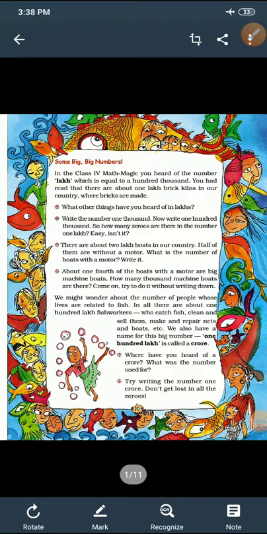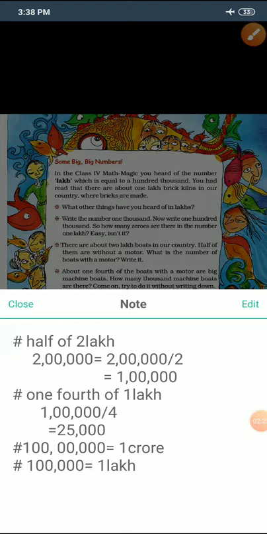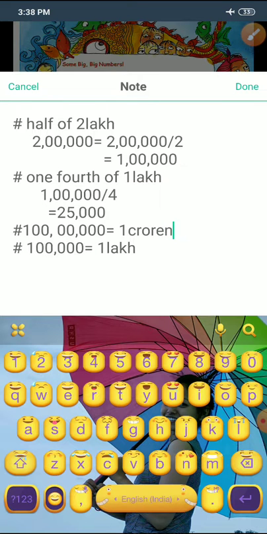So in this video we have seen the Indian system. In the Indian system there is a group of 3, 2, 2, 2 and so on. Ones, tens, hundreds are in one group, then 1,000 and 10,000 in one group, then lakh and 10 lakh in one group, then crore and 10 crore in one group.